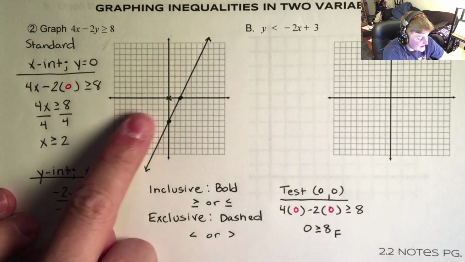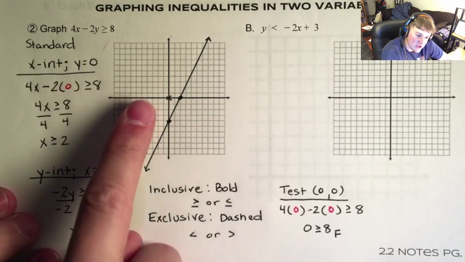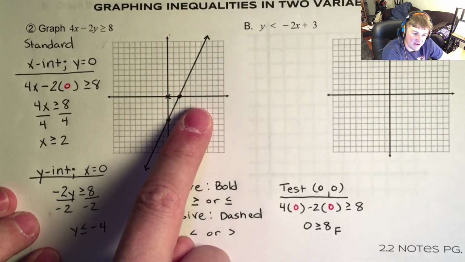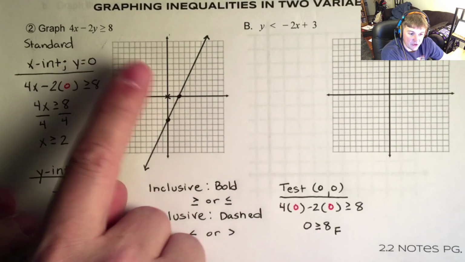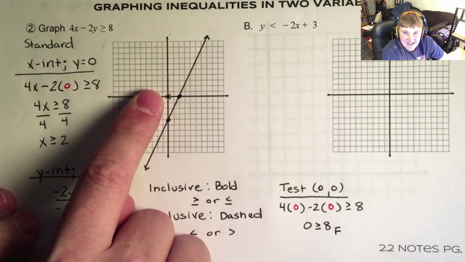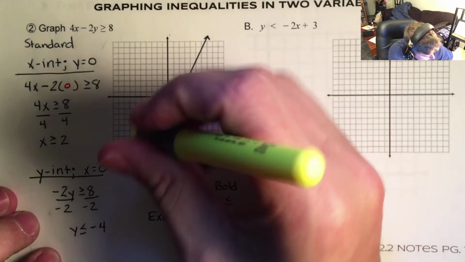So I tested a point over here, and I found out it's not a solution. So what does that mean? That means all my solutions lie opposite of that. Okay, so if I would have tested this and found this to be true, I would have shaded this side. But I didn't. I tested it. I found out it's false. That means it's the other side of the line that are all my solutions.